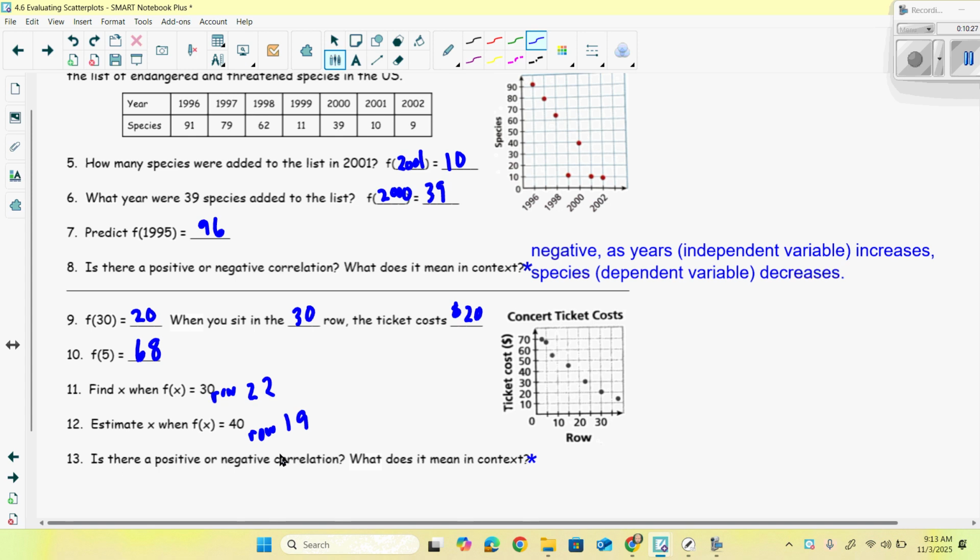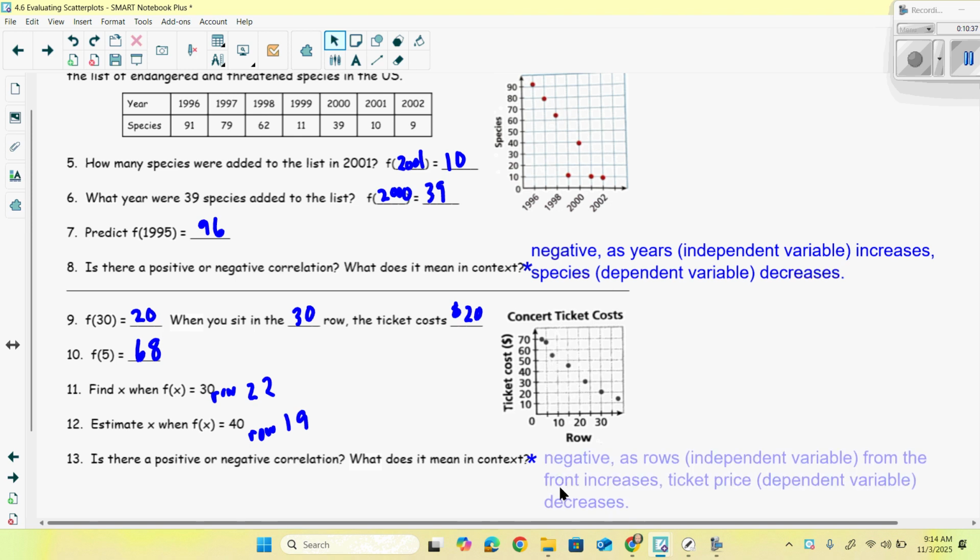Is there a positive or negative correlation? What does it mean in the context of the problem? See if you can take a guess at what you think I'm going to say. It looks pretty similar to that previous problem. I'd say it has a negative correlation as the rows from the front increases, so you get further away, the ticket price also decreases. Okay, we'd also call that an inverse relationship, but that's what a negative correlation would be.